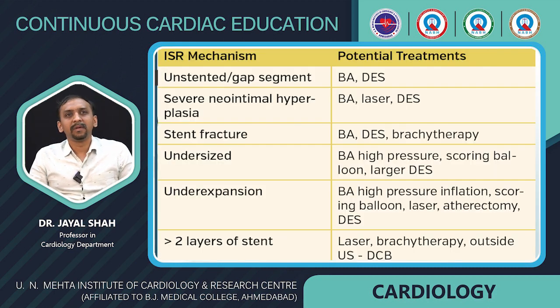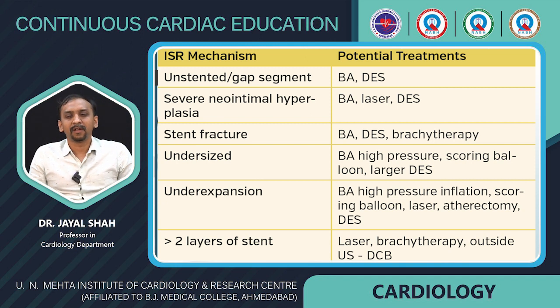Depending on the mechanism of the in-stent restenosis, the potential treatment is directed. Whenever there is an unstented gap segment or a geographic miss, typically we can go for balloon angioplasty or drug-eluting stent. Similarly, when there is a severe neointimal hyperplasia, we can go for balloon angioplasty, laser or DES.